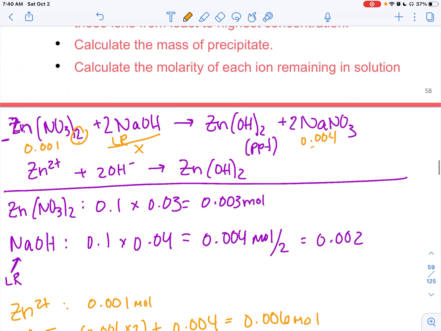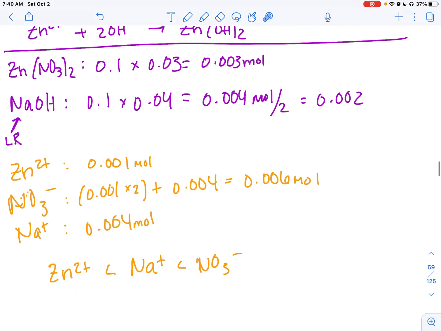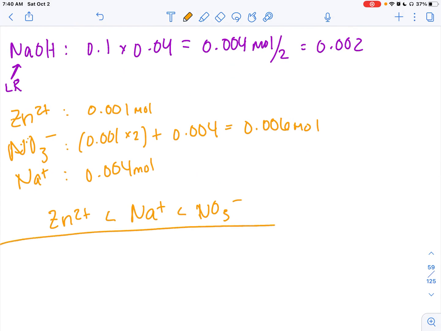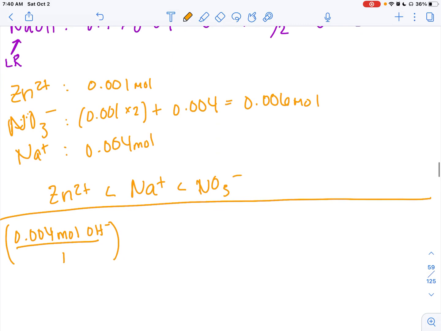And then the next one says to find the mass of precipitate, so the mass of our zinc hydroxide that was formed. So all we have to do there is take our moles of limiting reagent. And I'm just going to use OH minus. We can just use the net ionic equation, gives us a little bit better math if we just use this. So we can just use the 2 OH minus and then this for the precipitate. So we have our mole ratio here.